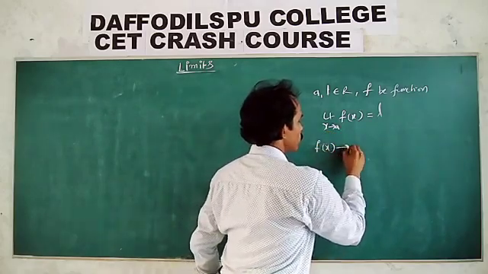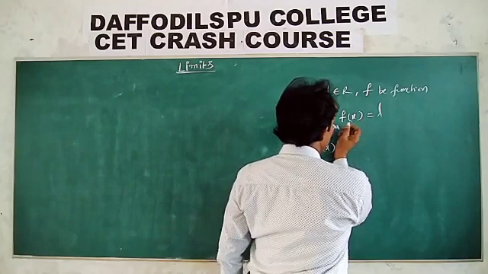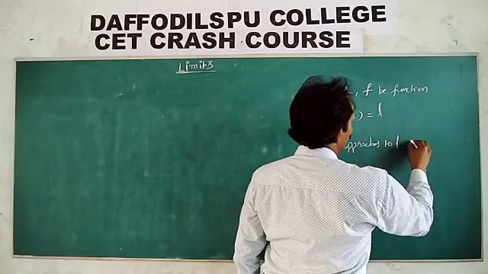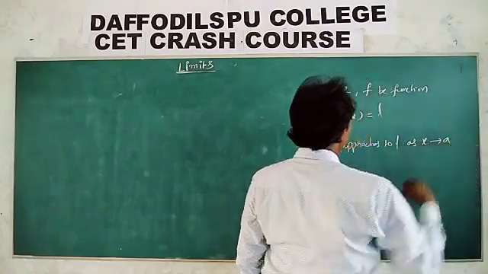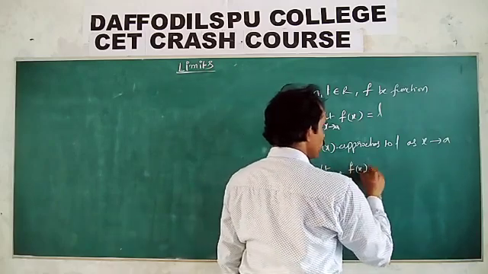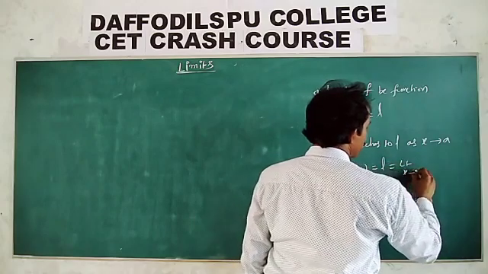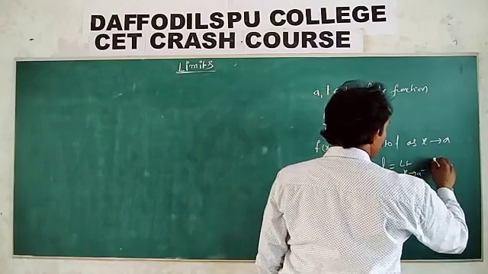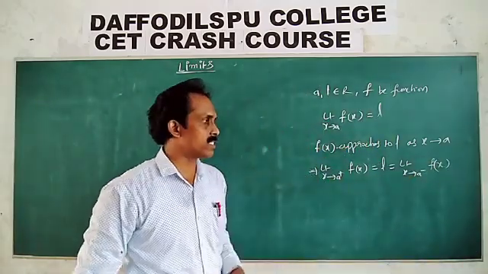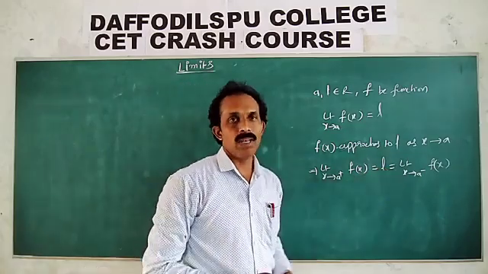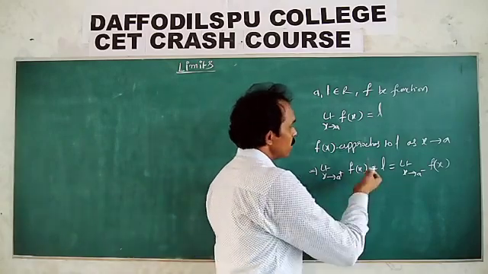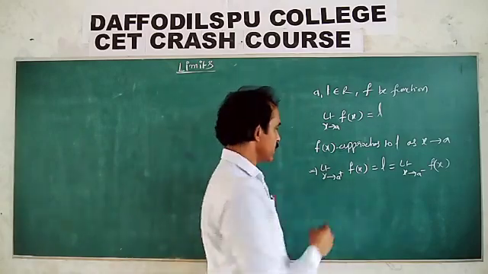f of x approaches L as x tends to a. So that means limit x tends to a plus f of x is equal to L, is equal to limit x tends to a minus f of x. Left hand and right hand, both values exist. Both values tend to that value L. So this is the concept of the limit already learned. What does limit exists mean? Left hand and right hand.